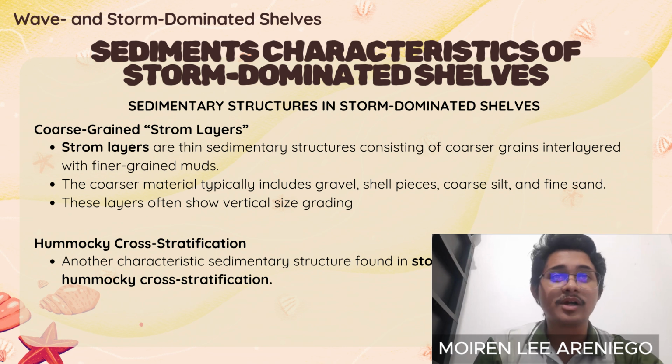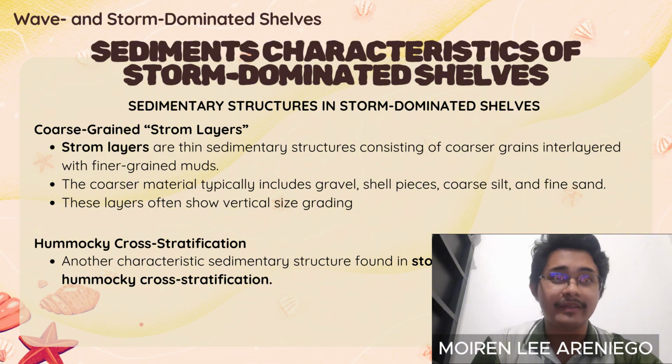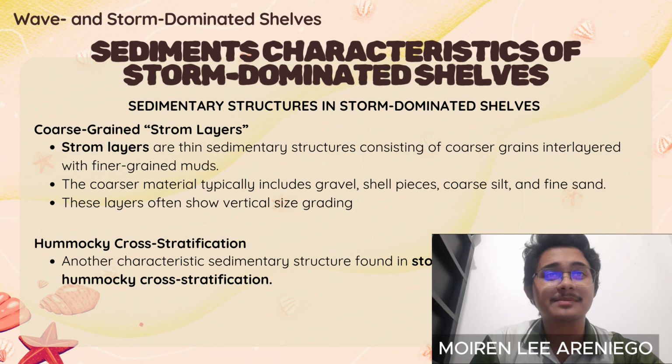And the next one is the coarse-grained storm layers. It is commonly a thin layer of rocks consisting of a concentration of coarser grains interlaid or embedded in finer-grained muds. The coarser material is usually composed of gravel, shellfish, and coral fragments. And sometimes it is also with fine sands. Vertical size grading is generally displayed in these layers.